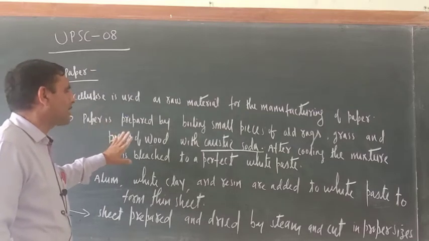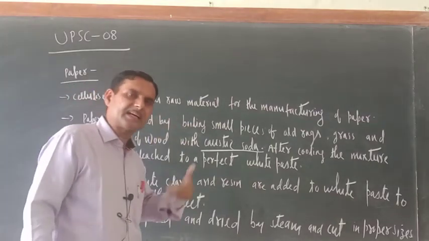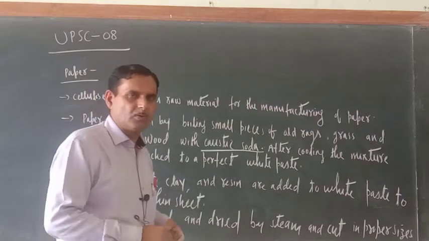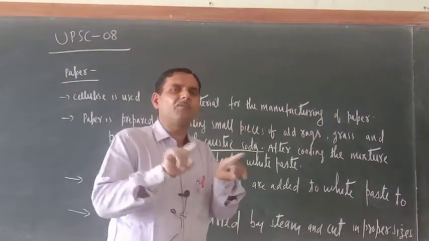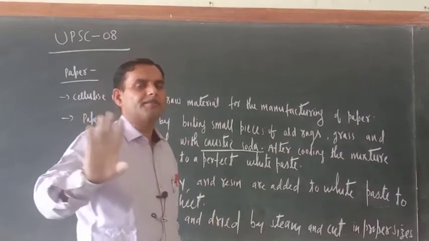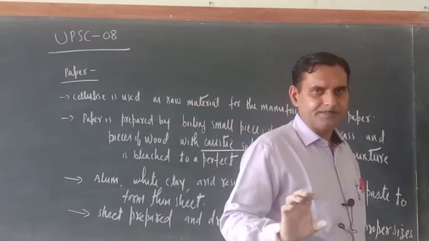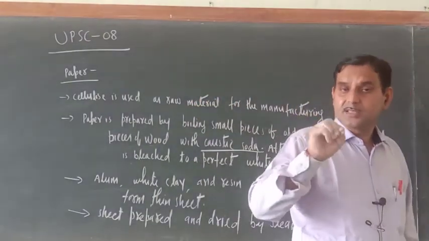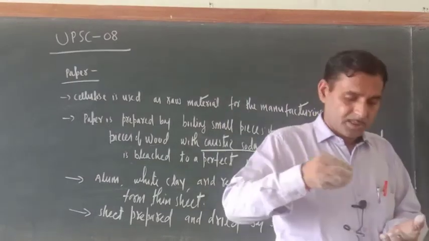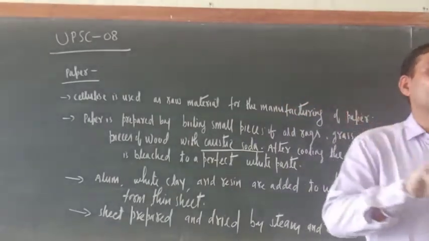In addition to the cellulose, some pieces of wood, grass, old rags are being added. But the chief constituent of paper is cellulose only. And bleaching of the white paste is very much required. If bleaching is not done, then the paper will not have the proper color and will not have the ability to be written on by ink. So it should be of good quality.